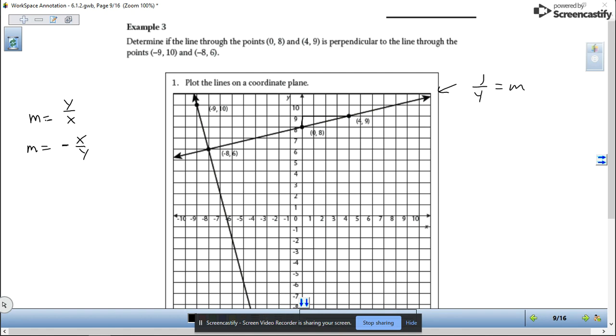For this other one, we are going right 1, down 1, 2, 3, 4. So right 1, down 4. So that would be negative 4 over 1. Okay, are those indeed negative reciprocals of each other? Yes, they are. So yes, indeed, these are perpendicular based on that, which means that this is a 90-degree angle.